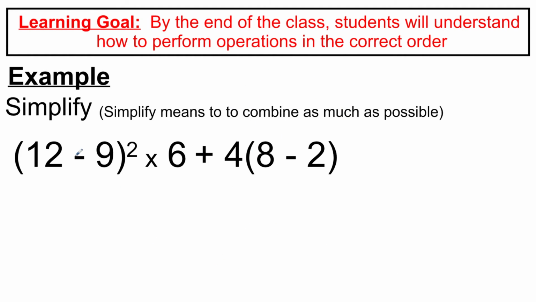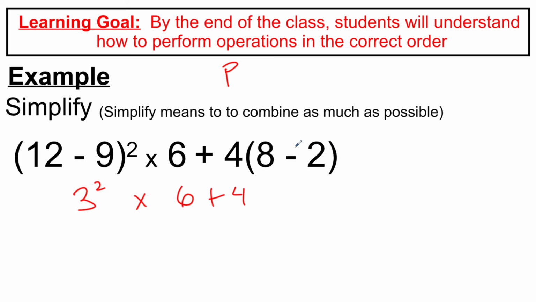So this one says, again, PEMDAS says, first do parentheses. So I'm going to just simplify this. 12 minus 9 is 3. Okay, and then I'm going to have this exponent here. I got rid of my parentheses, but I'm going to put the little squared there. Okay, times 6 plus 4.